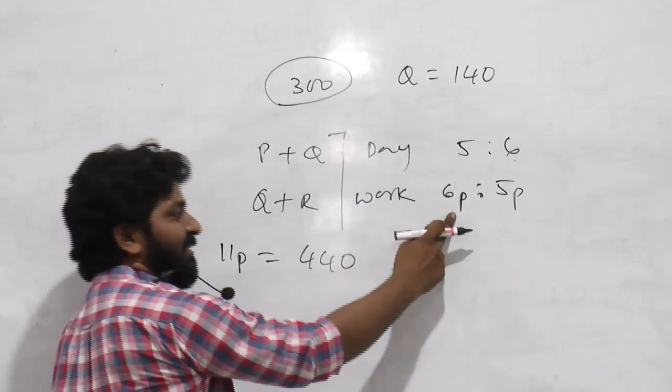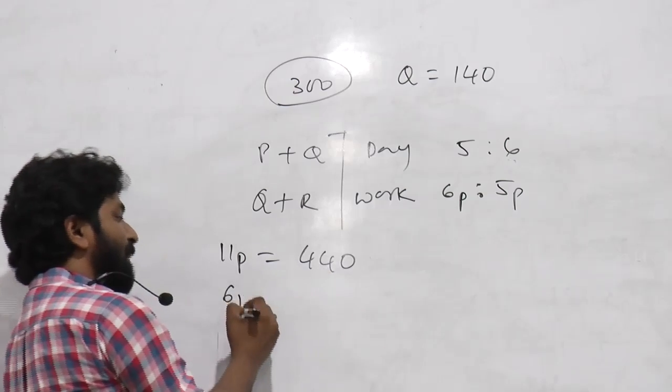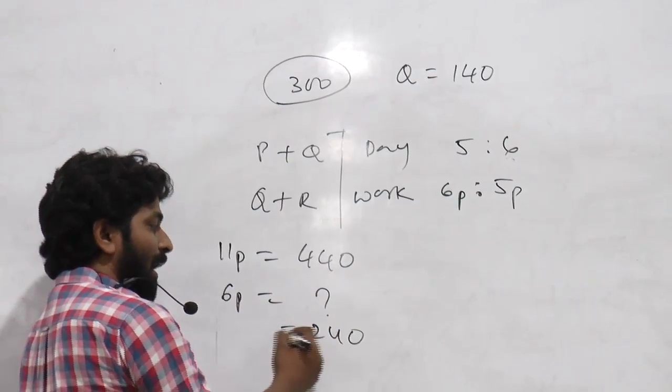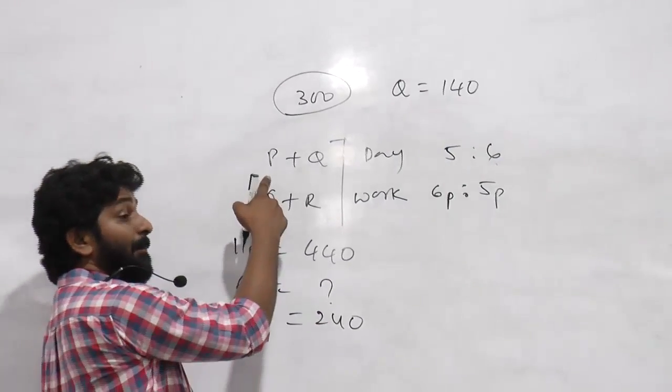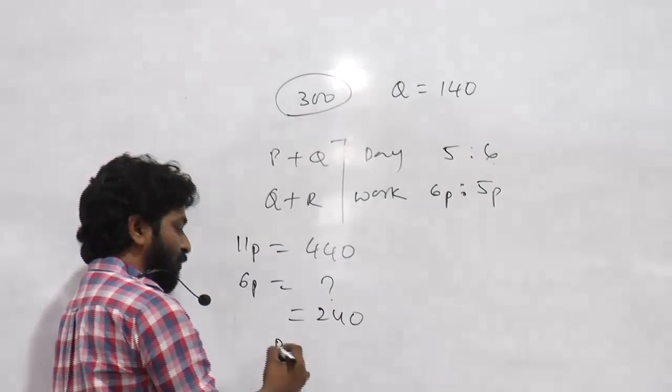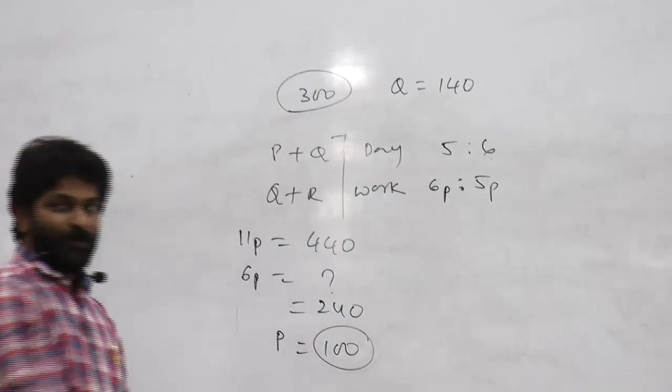Pawan is here, which is equal to 6 parts. So 6 parts is equal to how much? 40 times 6, that is 240. Out of 240, this is the amount received by Pawan and Qureshi. Out of 240, Qureshi alone receives 140. So Pawan alone receives 100 rupees.